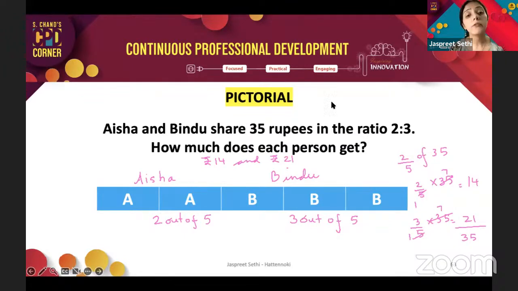And the 3 out of 5 is out of the full 35. And that's when I'm able to scale it and see that that would be the same as 14 for Aisha and 21 for Bindu.